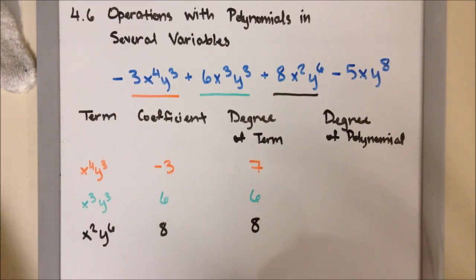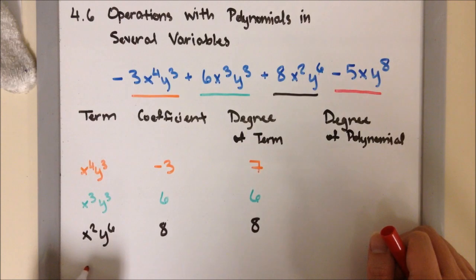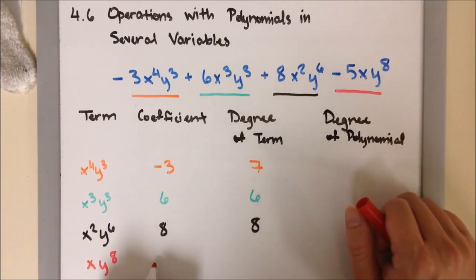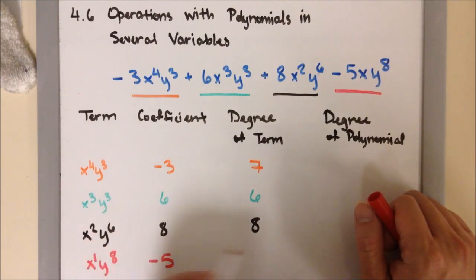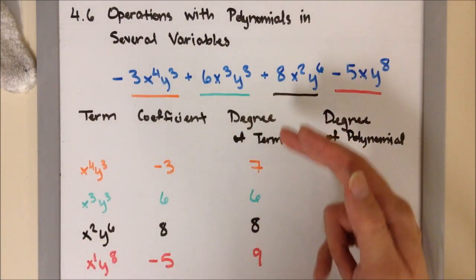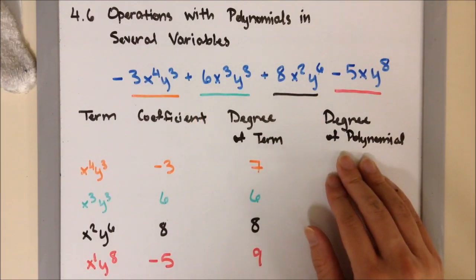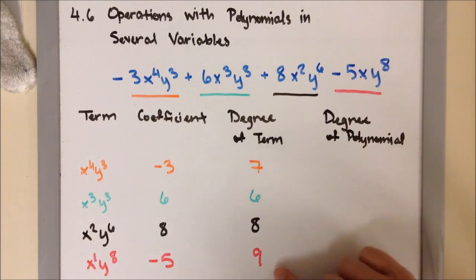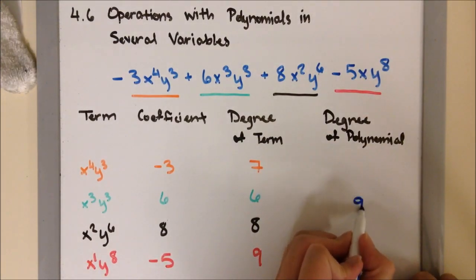Alright, lastly is this. So my term is x and y to the 8th power. So my coefficient is -5, and the degree of the term is my invisible 1 plus the 8, which is 9. So we identify the coefficient for each term and the degree of each term simply by adding the exponents together. Now when it says degree of polynomial, we take the highest. So the highest is this one right here. So the degree of the term of 9, that will be the degree of polynomial. So I'm just going to write 9.